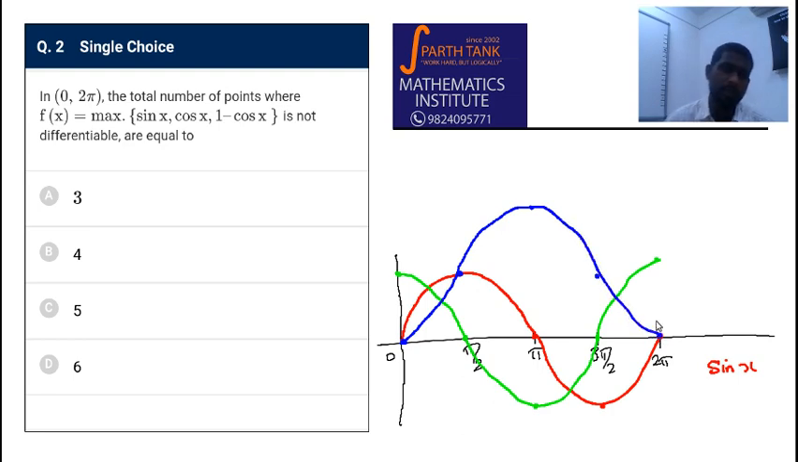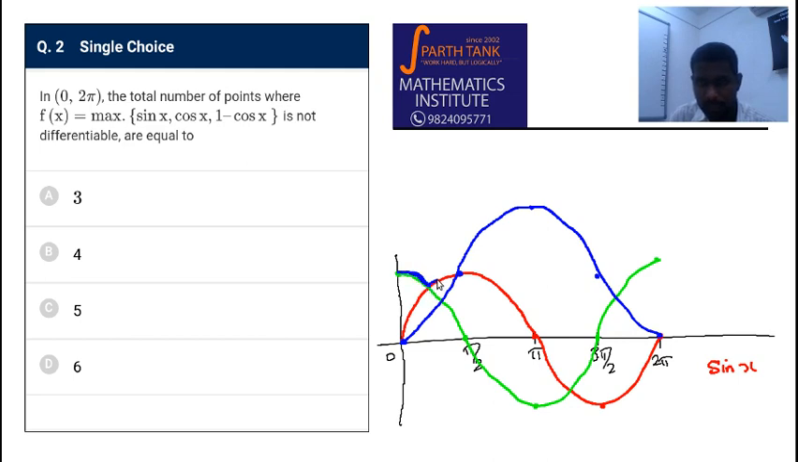Okay, right? Now the question says that f of x is the maximum of all these. That is, you are looking at the maximum of these three functions. So you see, in this region, that is between 0 and this point of intersection, the maximum is here. This area is maximum.